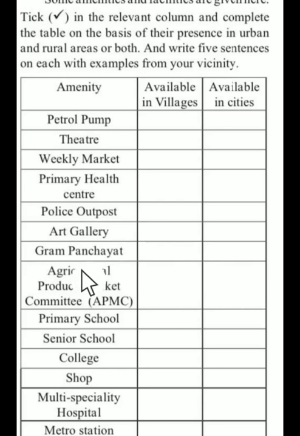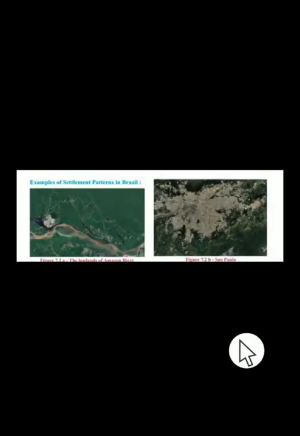So this also is the second homework that is there for today. The first homework I had given you was of nucleated and dispersed, 7.1a and 7.1b, of India. Then this is the next one, amenities and facilities, what are available in villages, cities, or are they available in both. And after this, my dear students, we will continue with the third homework for you all, that is 7.2a and 7.2b. These both are showing you two different images of Brazil.